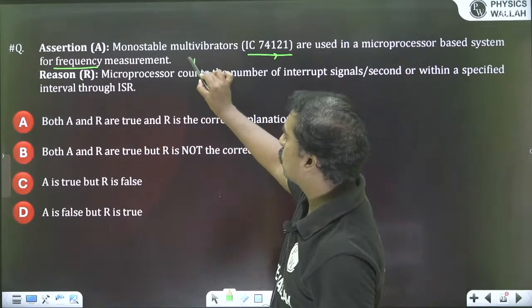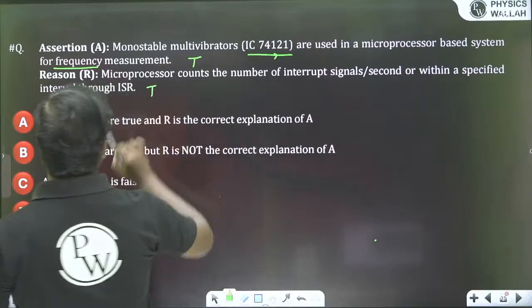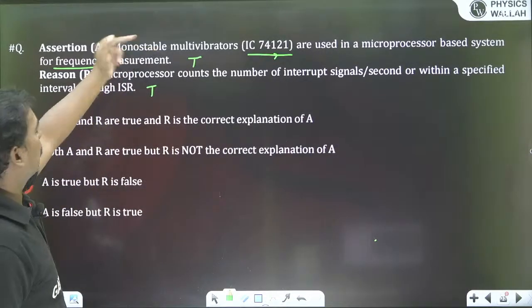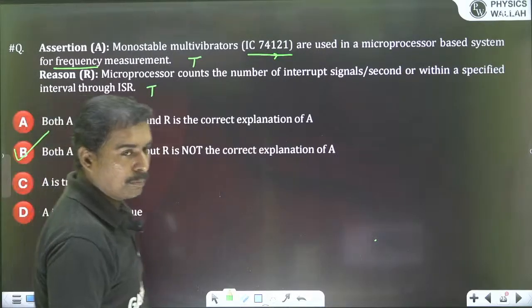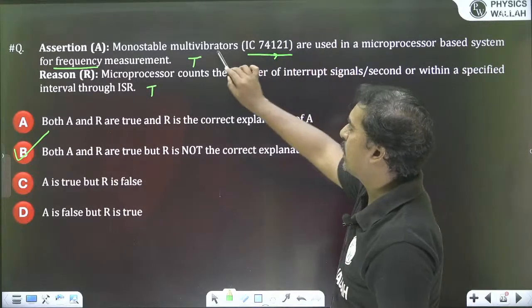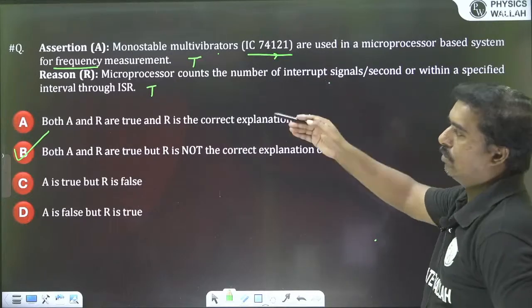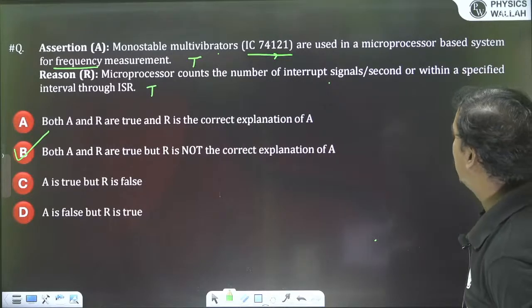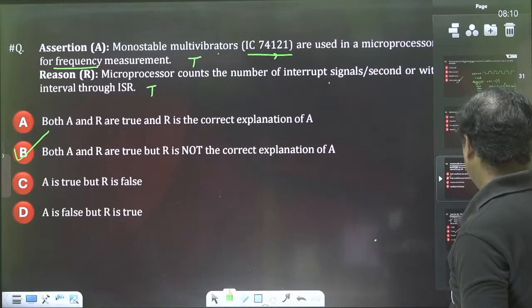So this statement is true. The microprocessor counts the number of interrupt signals per second within a specified interval through ISR. This is also true, my dear, but it is not explaining that. So both A and R are true, but R is not the correct explanation of A. So option B is the right answer. Whenever an interrupt is generated, it jumps to the ISR and comes out of the ISR. Both are individually true.